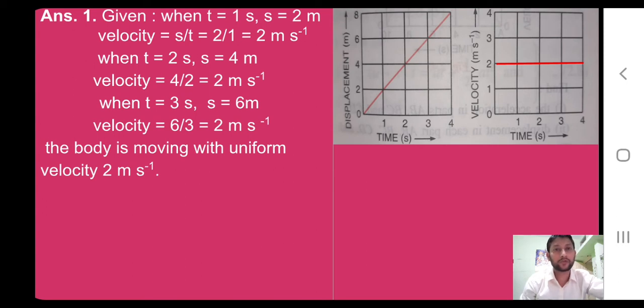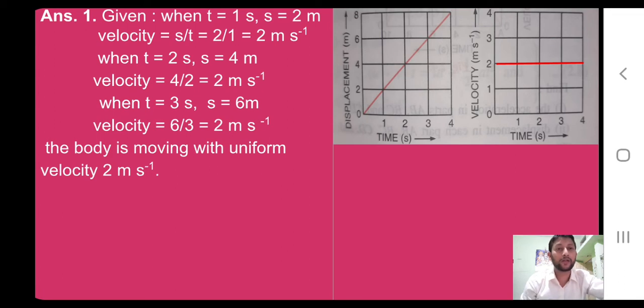When t is equal to 2 second, you can find that displacement is equal to 4 meter. So velocity is equal to 4 by 2, which is equal to again 2 meter per second. When t is equal to 3 second, s is equal to 6 meter. So velocity is equal to 6 by 3, which is equal to 2 meter per second.